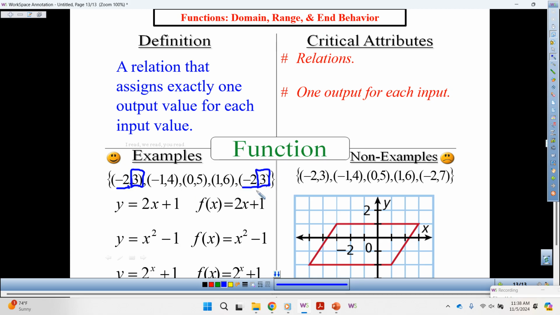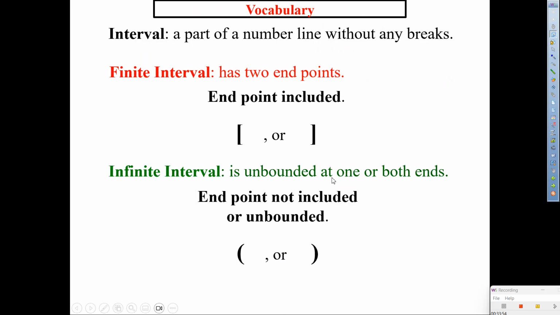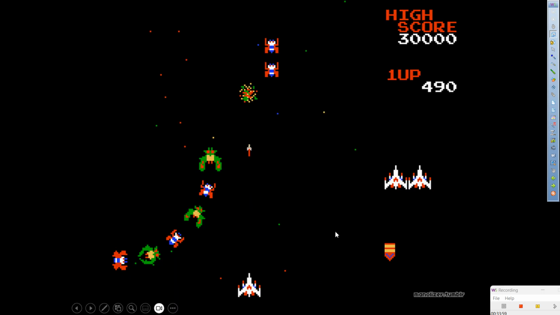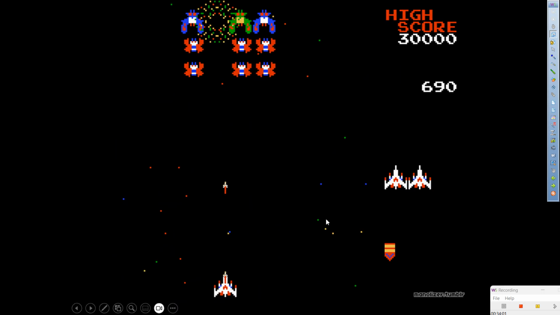-2 and 3, so we have -2, the output was 3, and it repeats again, and yes, the output is the same. So why is this one not a function, Renzo? All right, so the last ordered pair, the -2, the first one was a 3, and the second one is not a 3, it's a 7, so that's two different outputs, yes? Pretty good, all right. So we talked about these notations, we filled that in, and then we talked about Galaga, is that correct?